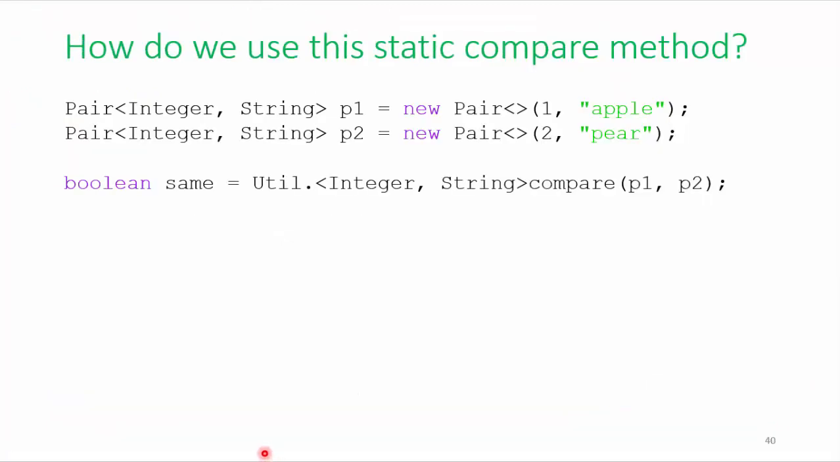So now that we have this class Util and that static method compare in it, that's supposed to be able to compare two pairs, and now that we have defined the class Pair, what it looks like exactly, then let's try to use this code.